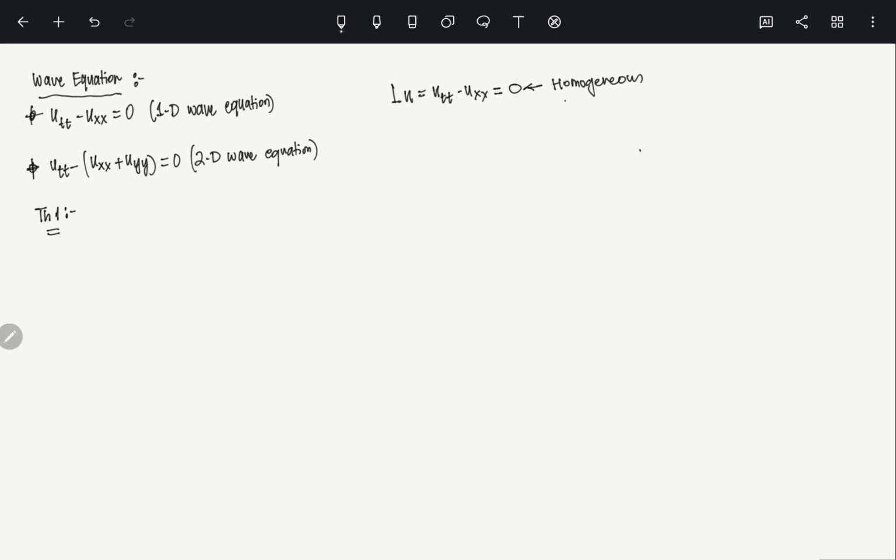And if L of u equals utt minus uxx, and this equals some given function g, where g can be 1, g can be 2, it can be a function of x and y, just a function of x, or just a function of t, some function g, then this is called the inhomogeneous wave equation.